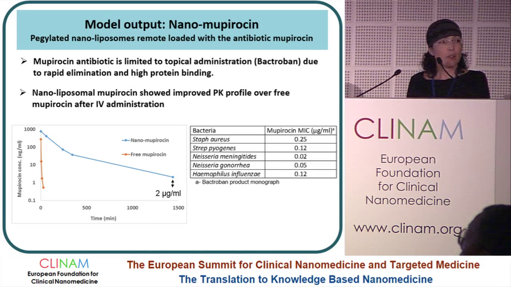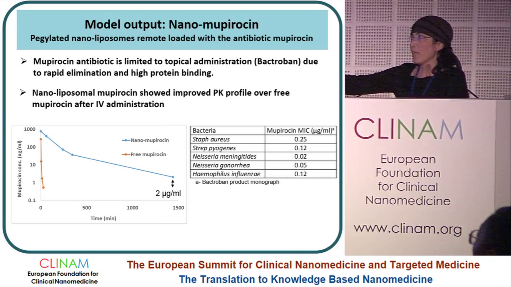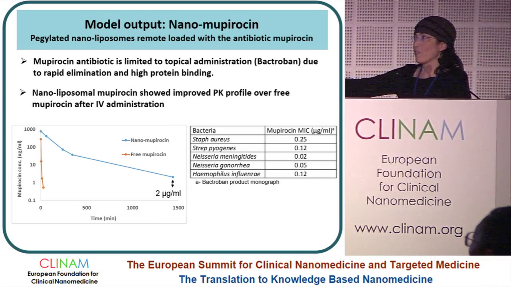We thought that liposomes, nanoliposomes, may enable the systemic application of mupirocin because it would protect it in the circulation and passively target it to the infected tissue by the EPR effect. So indeed, in a PK study that we did, we saw in this figure improved pharmacokinetics of nanomupirocin versus free mupirocin.